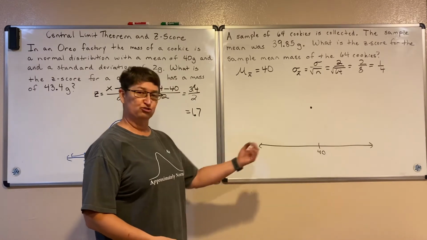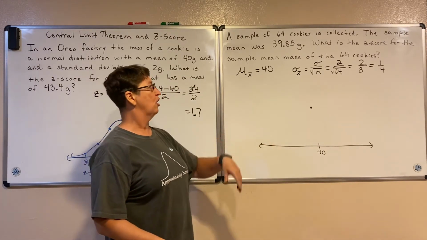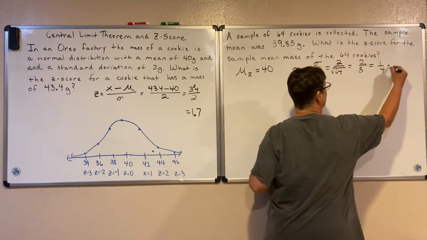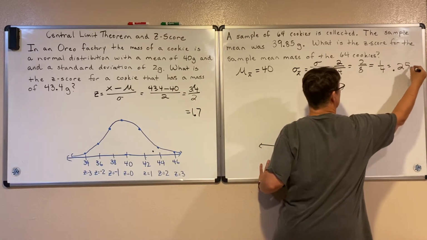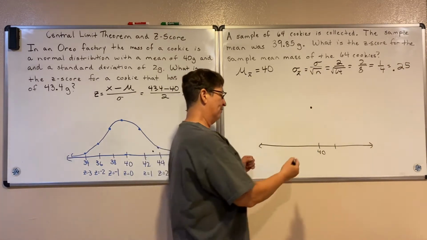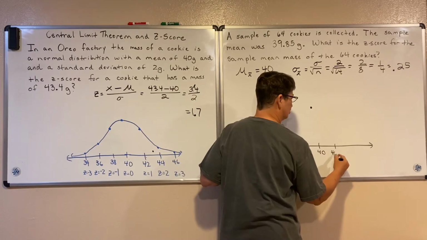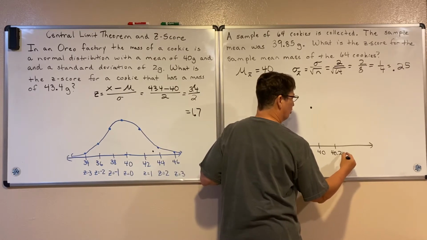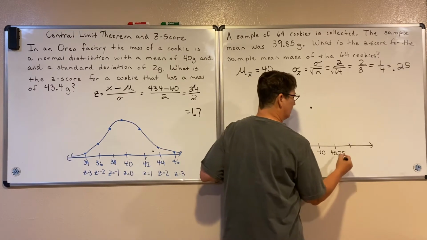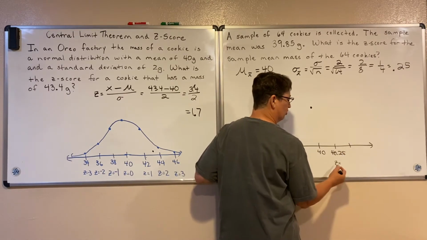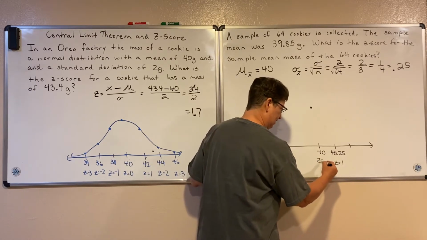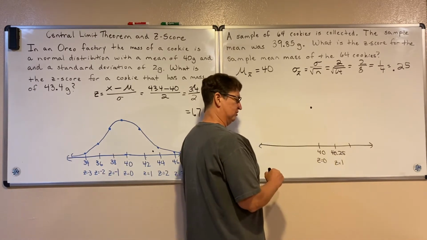You could either just do 1/4, or you could call it 25 hundredths. 1/4 is 25 cents. So I'm going to count up by the standard deviations. So 40 and 25 hundredths grams is 1 standard deviation. So the z-score is 1 standard deviation above the mean, whereas my mean's z-score is 0.